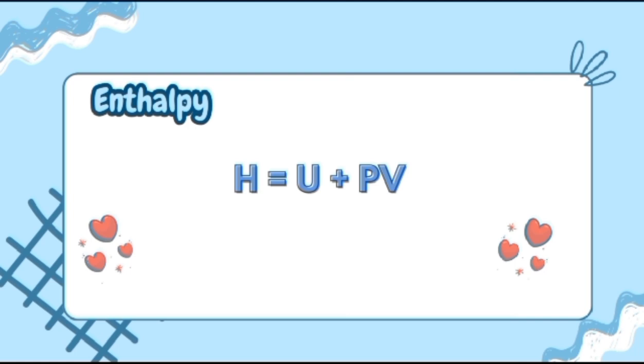This is represented by the term PV, pressure times volume. In simpler terms, enthalpy helps us understand how much heat energy is involved in a system at constant pressure, which is a common condition in real-world processes.